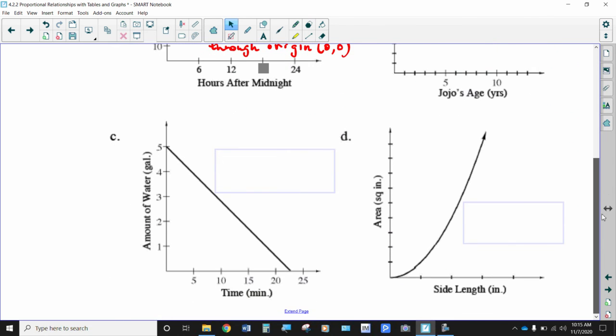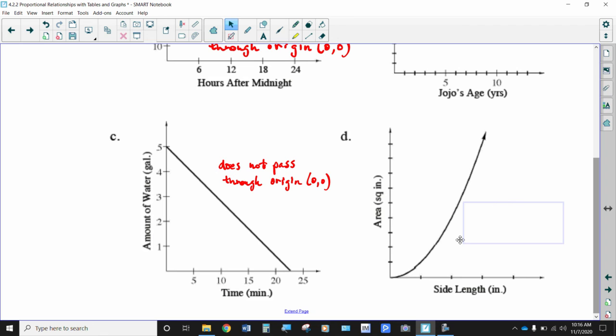Now take a look at these and pause. When you feel like you've got an idea, unpause. So what is it about this? Straight line is great. We love straight lines for proportional relationships, but it's got to also pass through the origin, and it doesn't. So this is non-proportional.